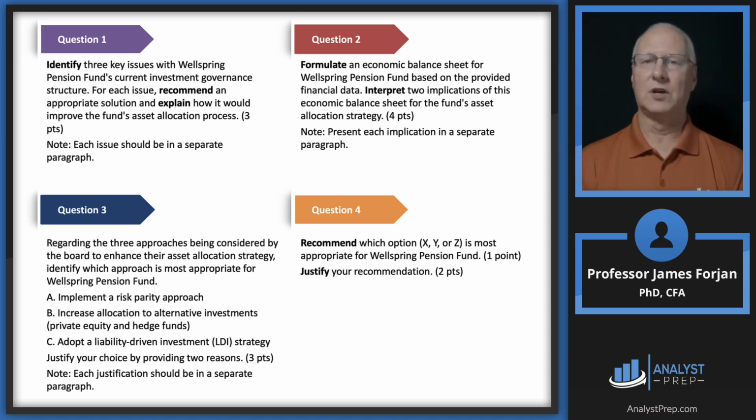Second question is to go ahead and put together the balance sheet. So we're going to formulate that balance sheet. But then the second part is interpret 2 implications. So you get 2 points for the formulate, 2 points for the interpret. And then of the 3 approaches that I talked about just a minute ago, go ahead and tell us which one of those 3 that you think is the most appropriate. There's 3 of them, so not more, but most. And then look at the question, justify by providing 2 reasons. All right, let's keep track of those.